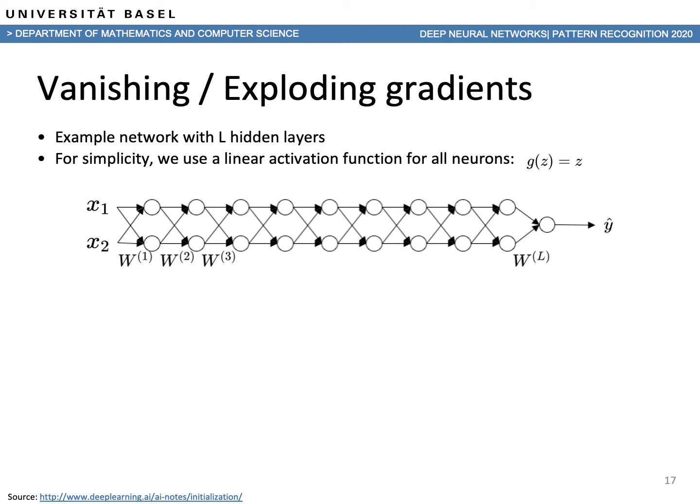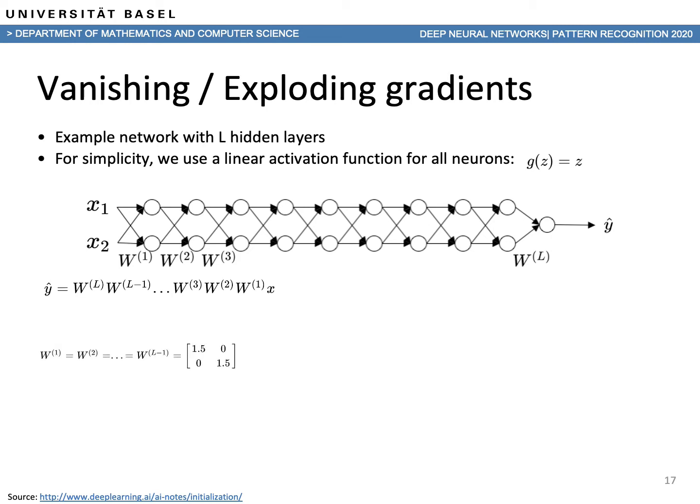A very easy way to show how this might end up is if we have a network here of L hidden layers. Then for simplicity here, we just have a linear activation function for the neurons. Now it is quite easy to compute the full output. It's just a continuous matrix multiplication of all the weights in our network, as the activation function is just a linear function.